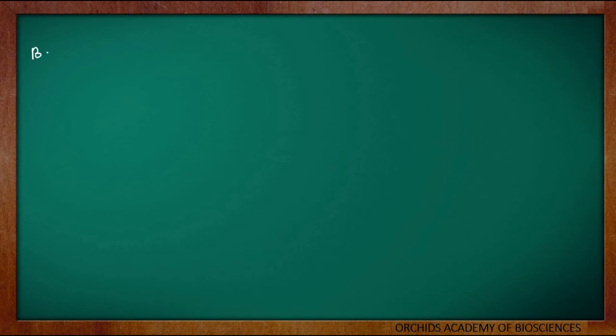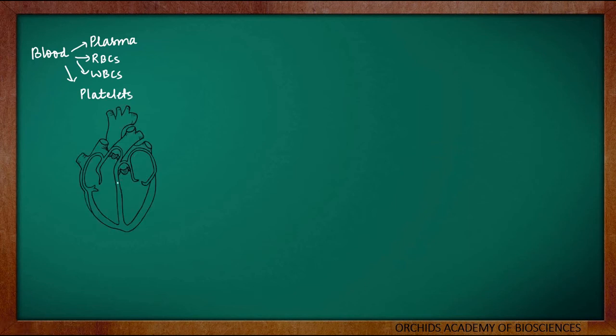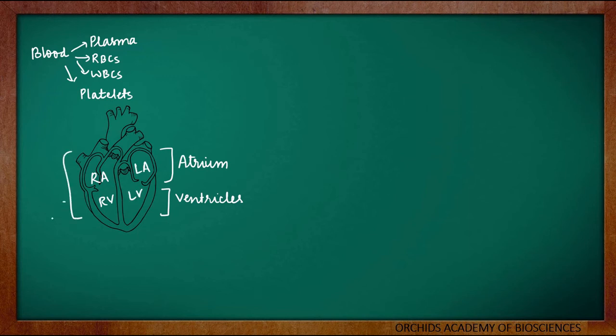In this video we started with blood and its constituents. Blood consists of the fluid plasma, then the red blood cells, white blood cells, and platelets. They have their own functions. Then we discussed the structure of the heart. The upper chambers of the heart are called atria, and the lower chambers are ventricles. It consists of the right atrium, right ventricle, left atrium, left ventricle. The right side of the heart deals with the deoxygenated blood, whereas the left side of the heart deals with the oxygenated blood.